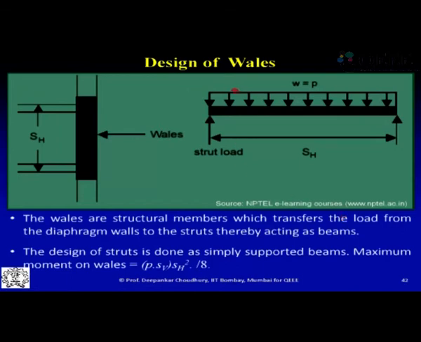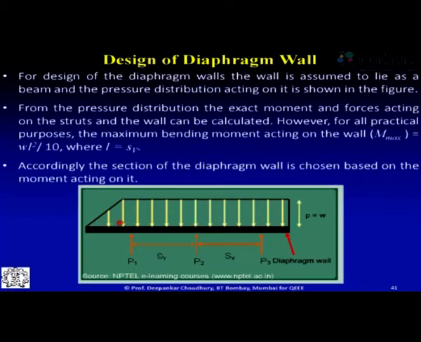Now how to design the wells or runner beam? For the wells or runner beam, now this is the plan view. You can see this is the SH, that is the horizontal spacing of the two struts, and between this side we have wells or runner beam. Now on this runner beam, what load is acting at any level depending on at what level of ground you are considering. So at this level on runner beam only this much load or intensity is acting, whereas at this portion on runner beam this full intensity is acting. So generally we design for the maximum value.